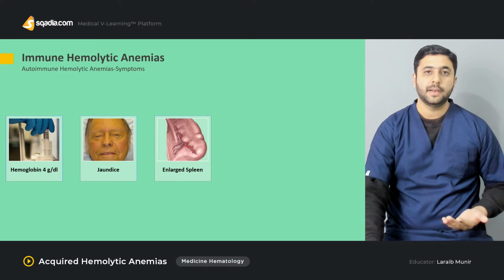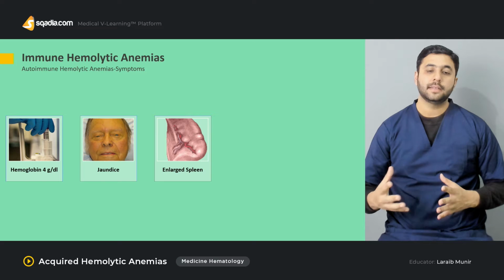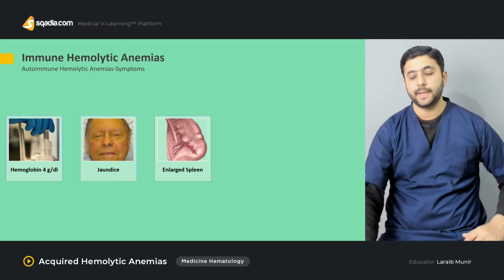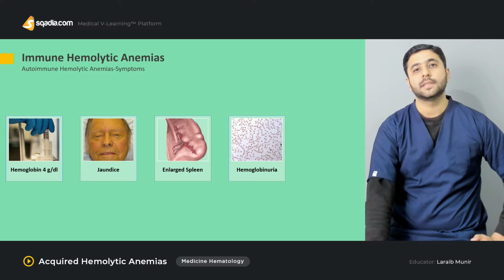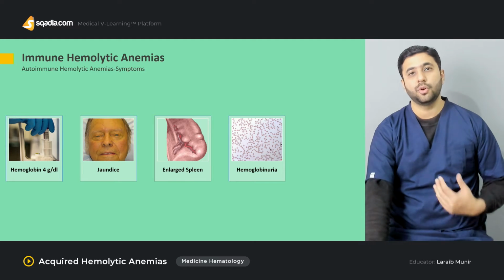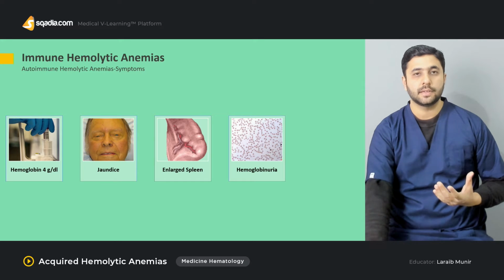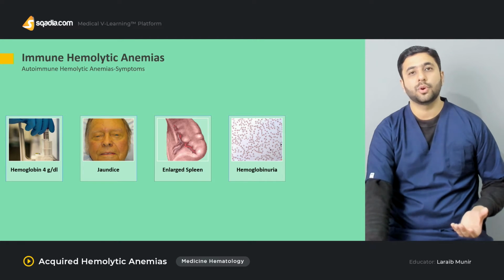The spleen will be enlarged because the spleen will be overworking, leading to the removal of these antibody RBC complexes, and this hypersplenism leads to enlargement of the spleen because of enlargement of the splenic macrophages. And all the signs and symptoms which are present in intravascular hemolysis, like the hemoglobinuria, when the hemoglobin level in the blood reaches a certain threshold, it can get filtered into the kidneys, leading to the hemoglobinuria.